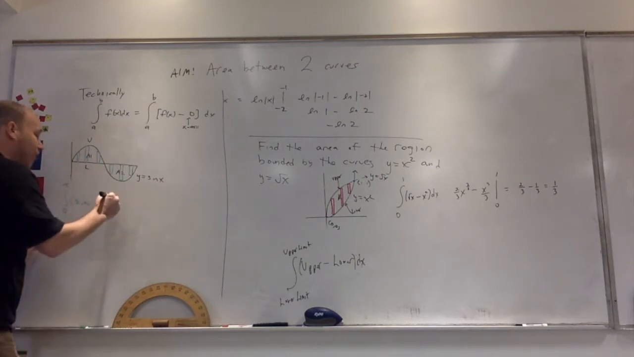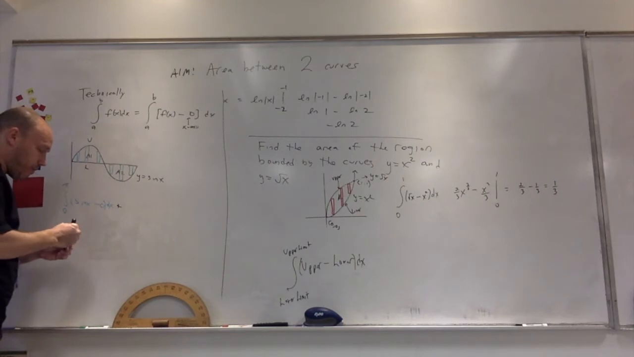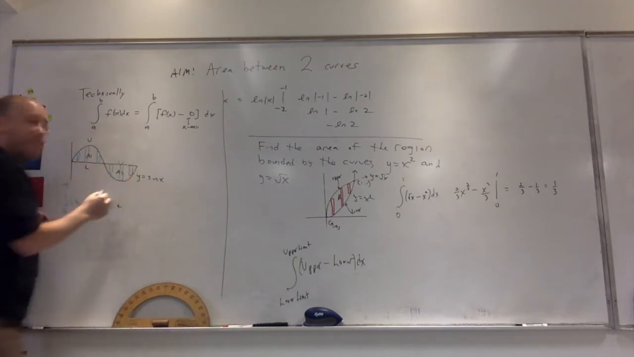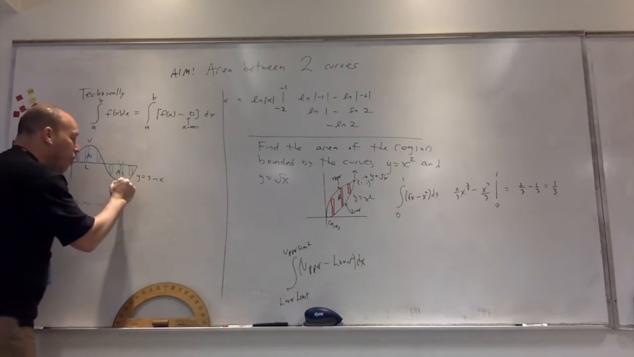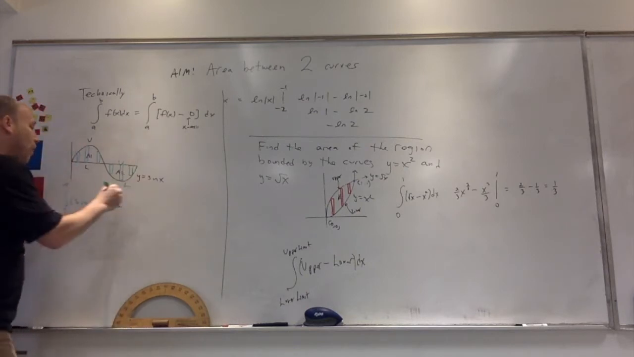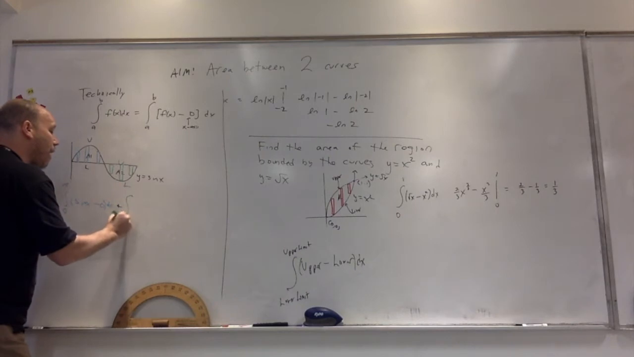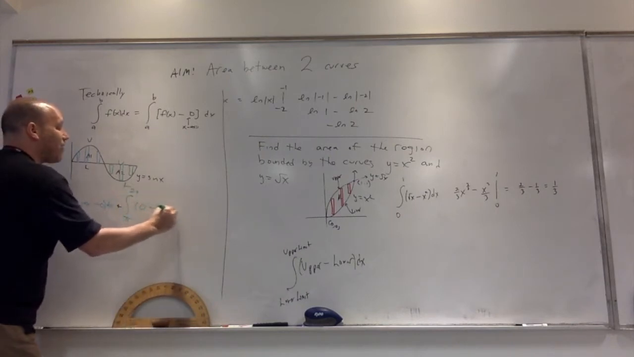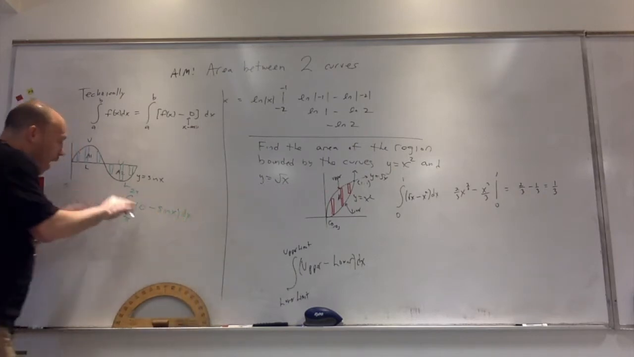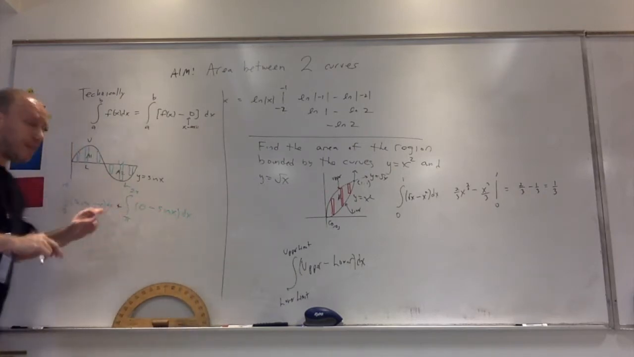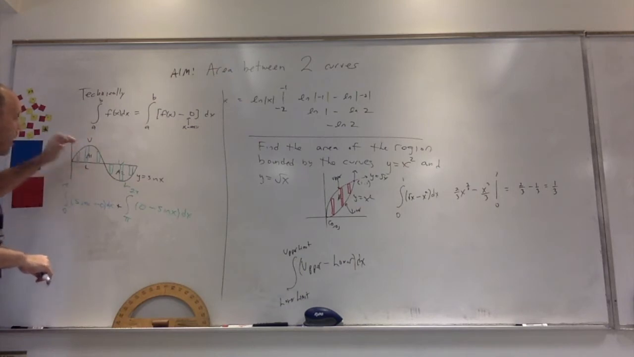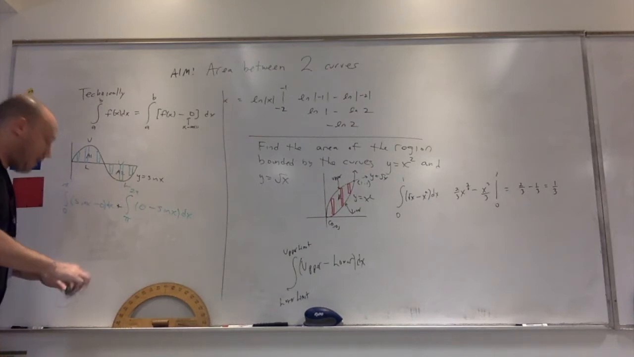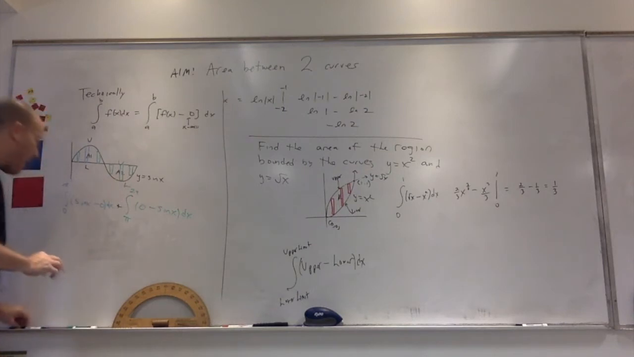I'm going to add that to my green region. Now it's changed. My upper curve is the x-axis, and my lower curve is sine. So in this case, it's going to be from pi to 2 pi of 0 minus sine of x. This will help me get a positive area. Once again, upper minus lower. It always gives you a positive distance. Now we can work it out, and we get a better answer.